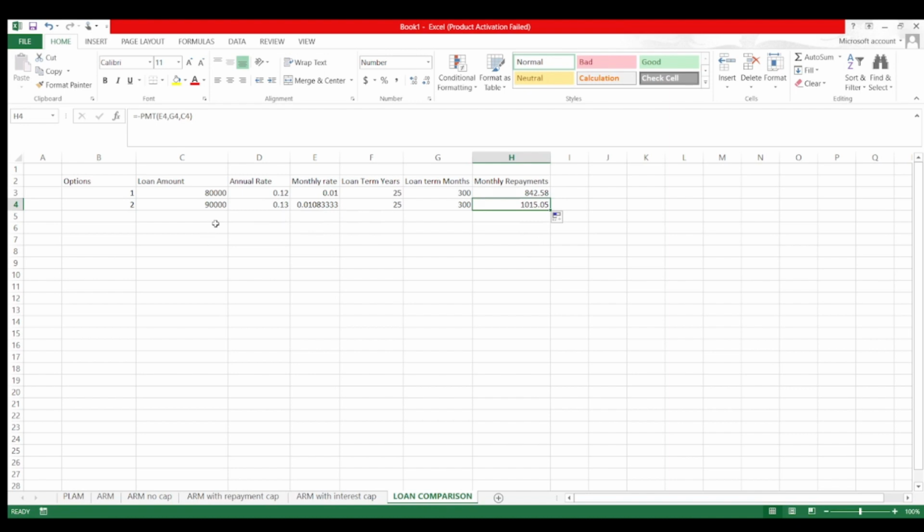Now, if you're comparing these two loans, you get a difference between this loan amount and the earlier loan amount. So let's write a difference here. We subtract this from this. That's an additional loan of 10,000. However, this additional loan also leads to an increment of monthly repayments by 172.47.